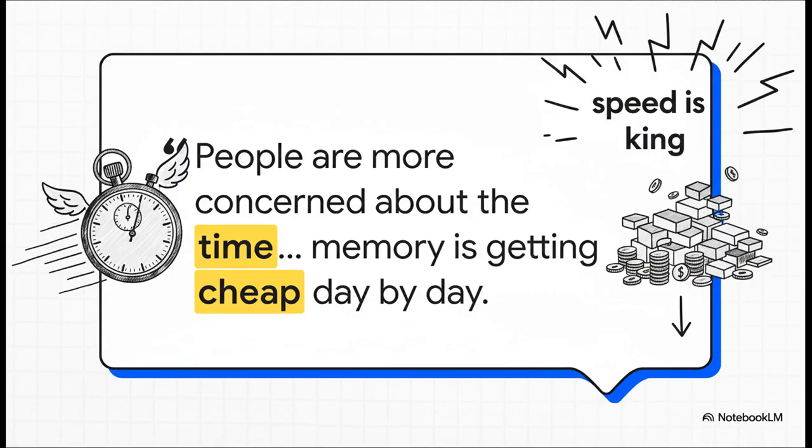As the source material puts it so beautifully, our priorities have really shifted over time. Memory just keeps getting cheaper and more plentiful every single year, but our time doesn't. And that economic reality has a huge influence on which of these trade-offs gets chosen in the real world. Most of the time, speed is king.